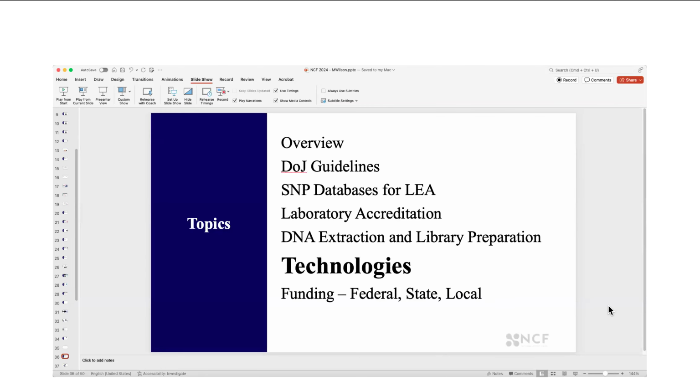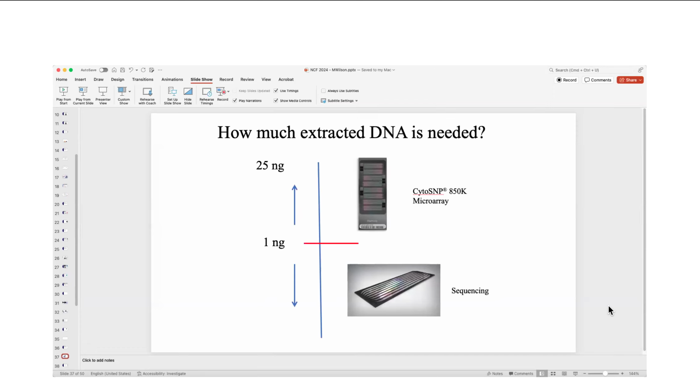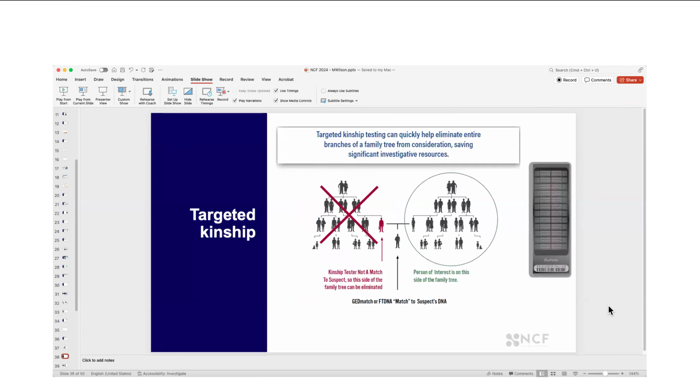Okay, a little bit on technologies, especially sequencing technologies. So in general, there's a cutoff between when microarrays are used. Anything above a nanogram, a high quality sample above a nanogram, generally up to about 25 nanograms, a microarray is used. Anything less than a nanogram of extracted DNA, DNA sequencing is used, using a lot of different platforms.